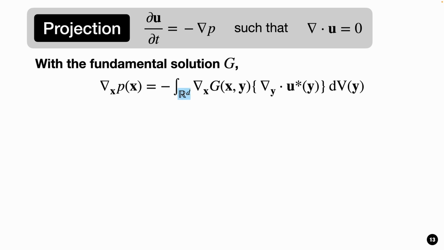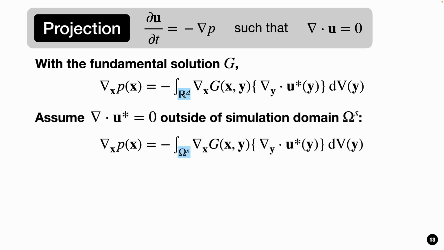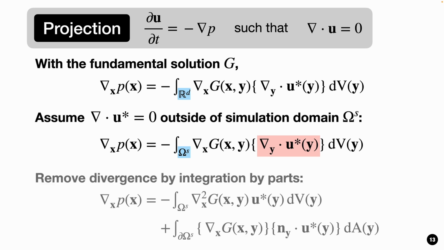Because we cannot simulate everything inside of an unbounded domain, we assume that the divergence of the input velocity field is zero outside of a bounded simulation domain to make the integral domain bounded. Furthermore, we want to assume that we can query the velocity field itself and not the divergence of the velocity field, as per the pointwise design we want to support. Therefore, we use integration by parts to remove the explicit dependency on the velocity divergence.